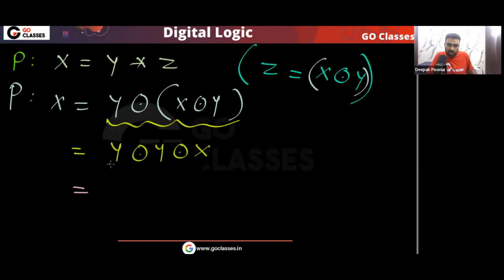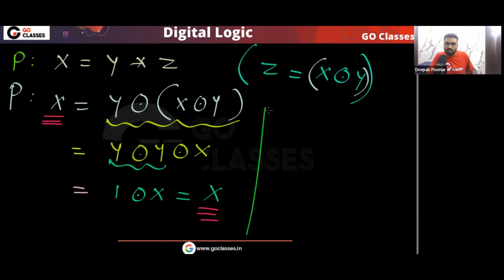Now you know that Y XNOR Y will be same as 1, because both are same. So basically XNOR is 1 when both are same. So this will be 1. Now finally we got 1 XNOR X, and that will be same as X. And that is your LHS. LHS, RHS both are same. So that is the reason I can say that P is valid.